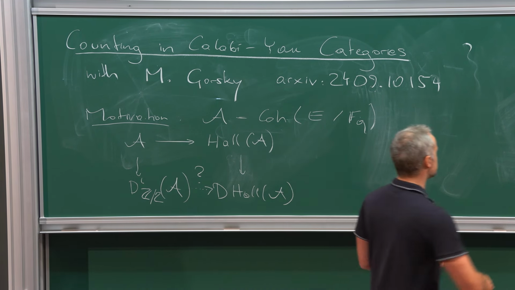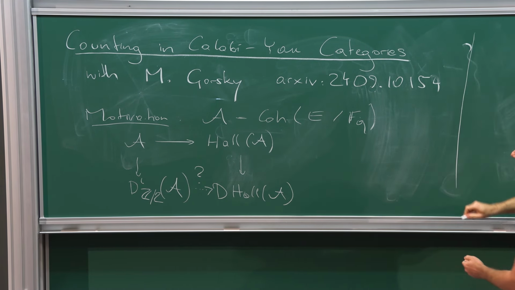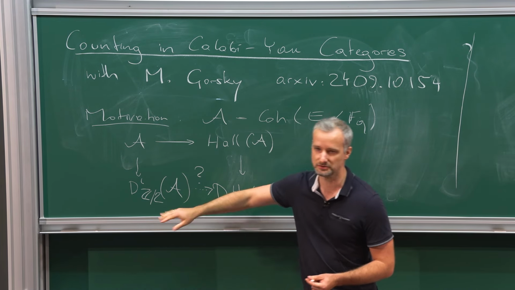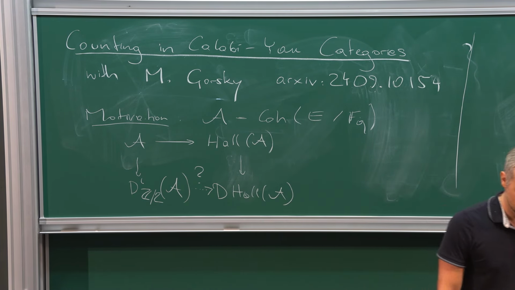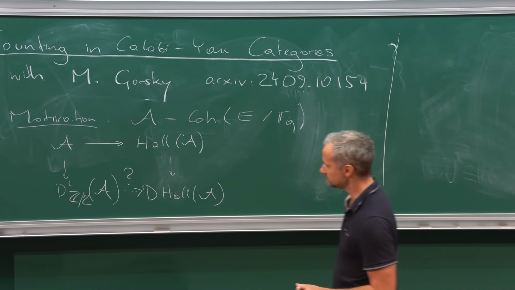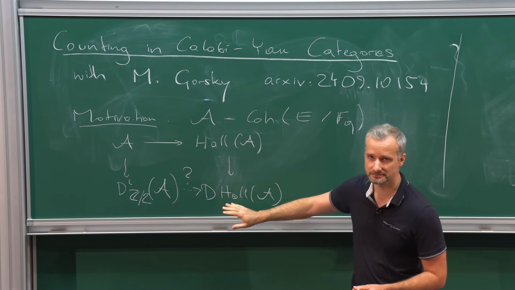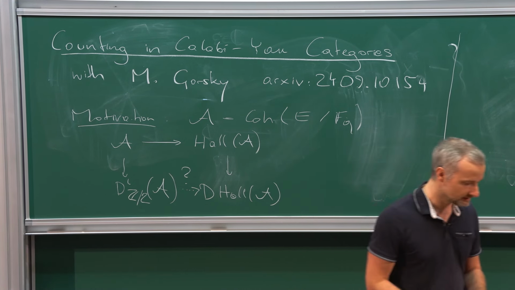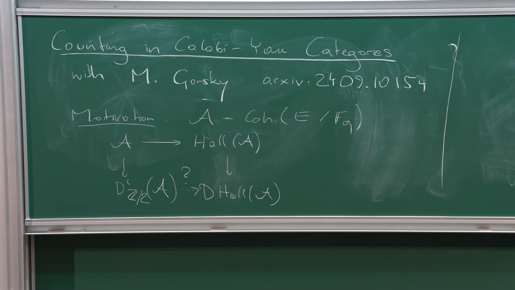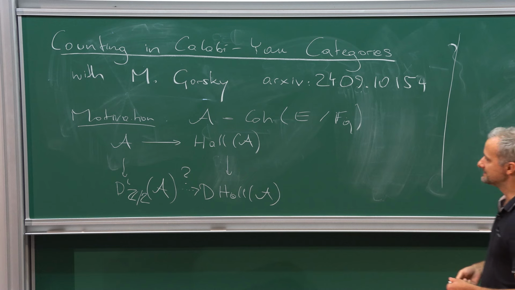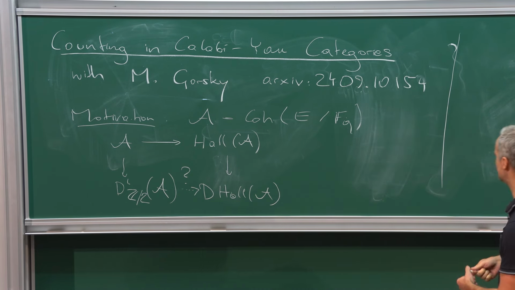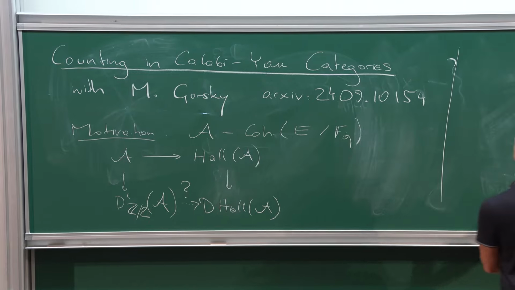Okay, so if we replace this Z mod 2 here by Z graded, the usual derived category, then we already know how to do this construction of the Hall algebra. This was solved by Bertrand Toën several years ago by now. And a key ingredient in his construction is something called the homotopy cardinality. That's the starting point.